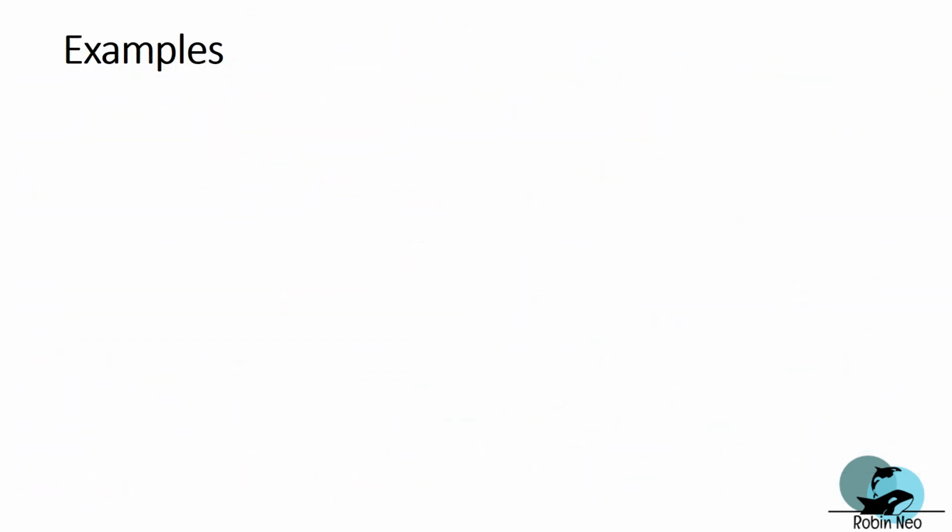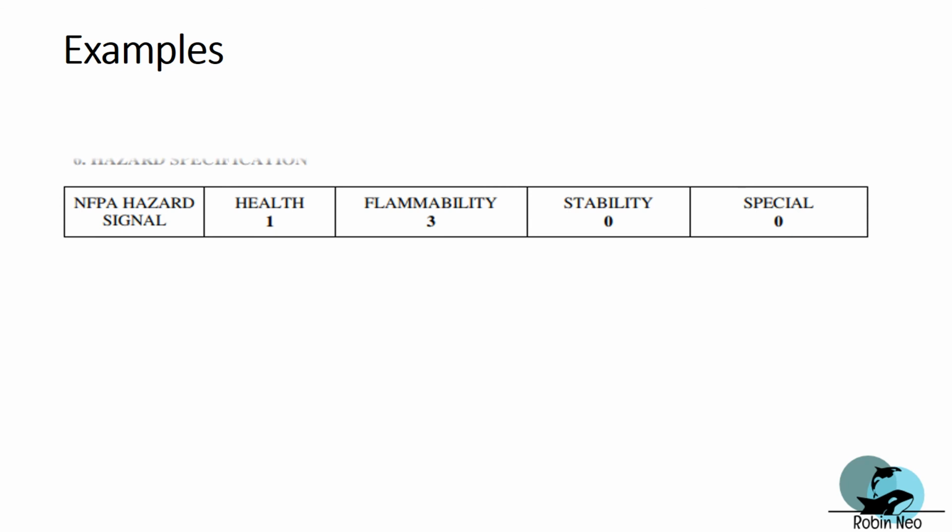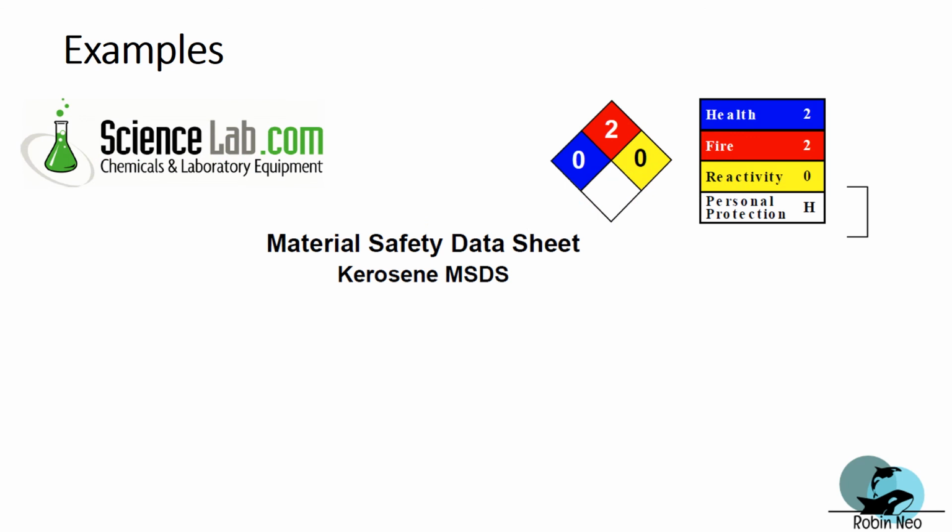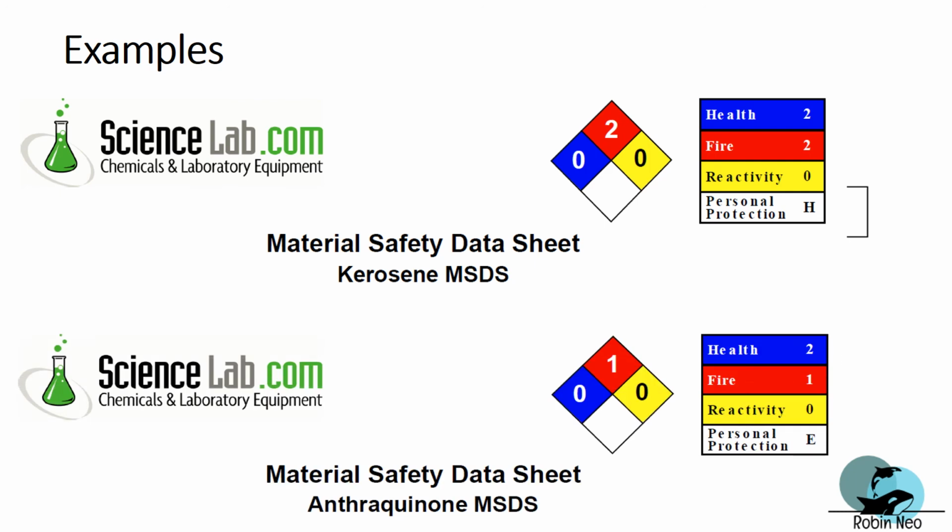Let's see some examples of NFPA diamond. They can be found on any material safety datasheet, or on the bottling or packing labels of chemicals, or on user guides, etc. It can be shown as a diamond, or the degree of hazard can be written in tabular form as shown. This is a view of material safety datasheet of superior kerosene oil or SKO. MSDS for anthraquinone is also shown here. Can you decide which of the two will be more flammable?